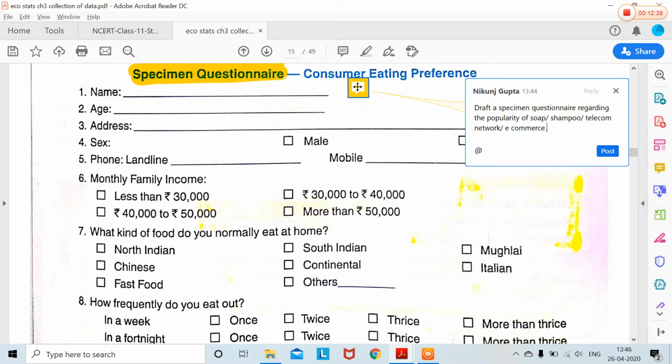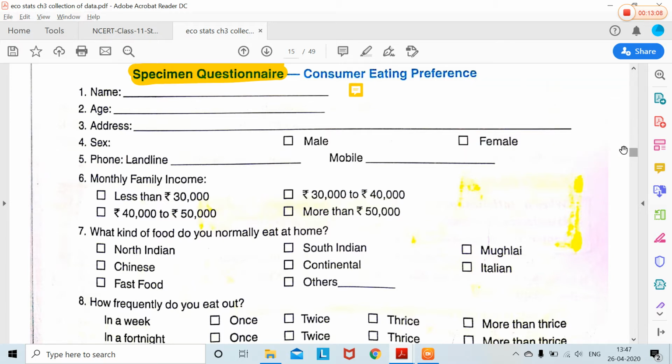You can also choose any other topic if you want to know some idea on, but you just have to prepare a sample questionnaire and send it to me through WhatsApp. So this is your question. Draft a specimen questionnaire regarding the popularity of soap, shampoo, telecom network, e-commerce among the consumers. Okay, you can choose any of them or any other also. So this question you have to do, taking help of this questionnaire.